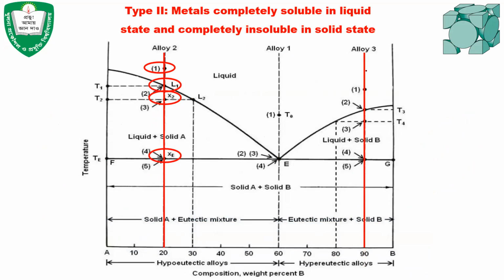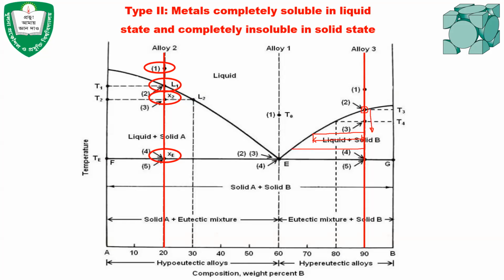Okay, now for alloy 3, what will happen in the case of alloy 3? I think you can guess it now. When the temperature is at T2, solid B will start to solidify. And when the temperature decreases from this point, the amount of solid B will increase. How can we determine the amount of solid B? From this length, we can find out the amount of solid B. As the temperature decreases, the amount of solid B increases.